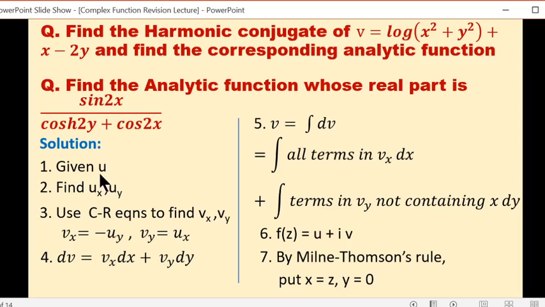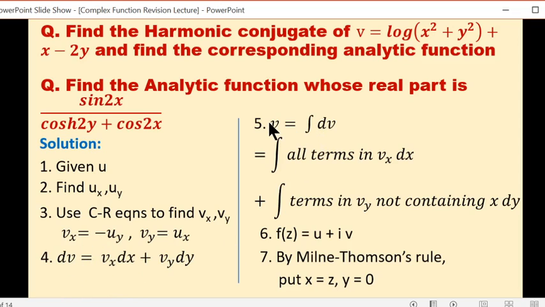So here, given u, I've just narrated this solution for u. If v is given, the procedure will be similar. Okay, so suppose you are given u, then in step 2 you find its partial derivatives, that is ux and uy. Then in step 3 we use Cauchy-Riemann equations to find vx and vy from ux and uy. Using these equations, vx will be minus uy, vy will be ux. Next we use the total differential formula for v. So dv will be equal to vx dx plus vy dy. We substitute vx here and vy here. Okay, so we get dv.